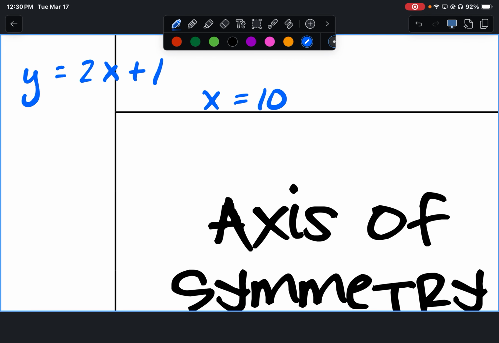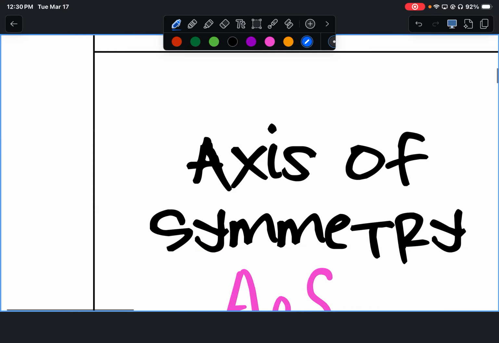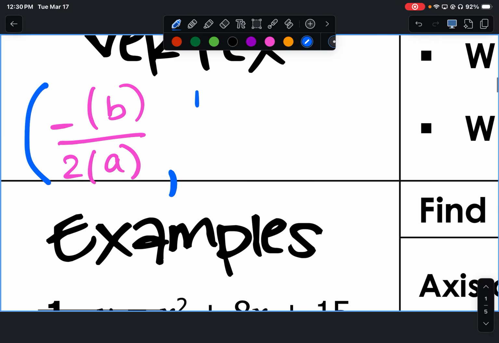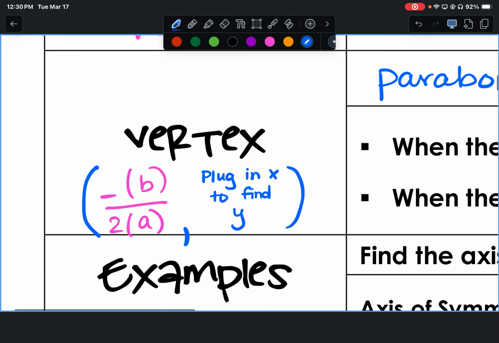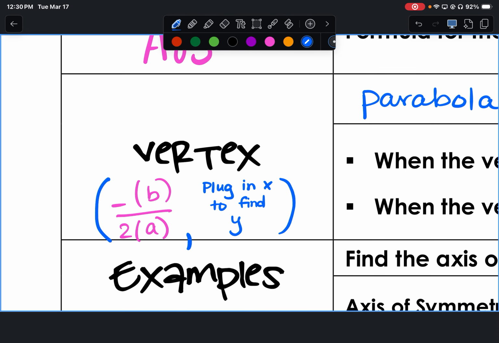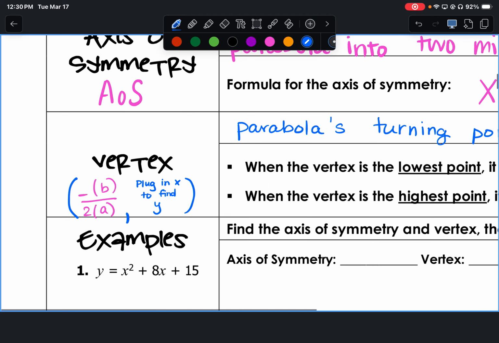Plug it in. Anytime you have an x value and you need to find the y value, all you have to do is plug it in. So here for the y value, we're just going to plug in x to find y. All we have to do is plug it in, okay? And we're going to do that with the first one, not with the second one, just because I don't want us to have to plug in a fraction today, okay? But we are going to do that with that first problem.